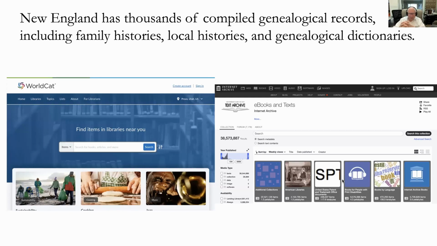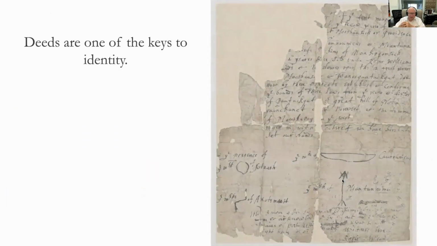Okay, so those are the ones that are the most useful. And when we start getting into records in New England, we need to know that deeds are the keys to that.